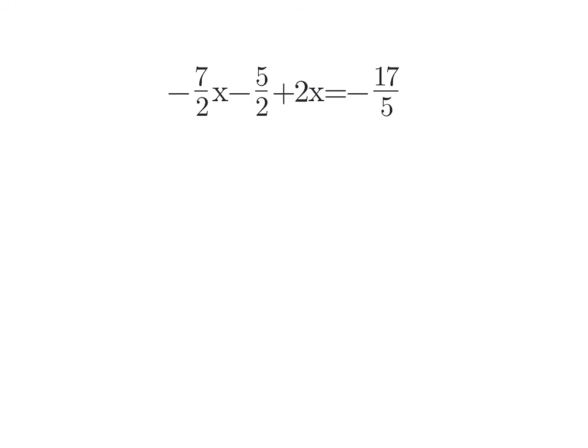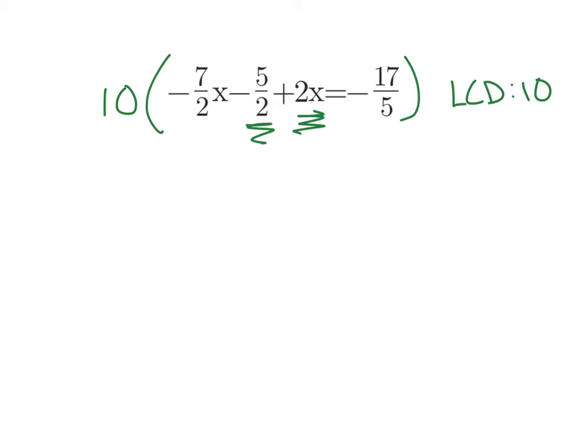For this example, we have negative 7 halves x minus 5 halves plus 2x equals negative 17 fifths. The least common denominator between the fractions is 10. The reason why I chose this particular example is because it's a mixture of some non-fractions and some fractions that don't have a variable. But the whole point, and the only way that this works, is that everything, whether it's a fraction originally or not, whether there's a variable on it or not, must get multiplied by that least common denominator in order for it all to work out.